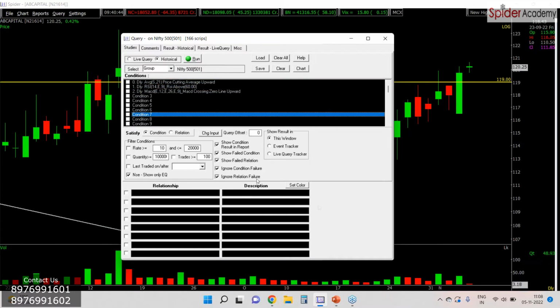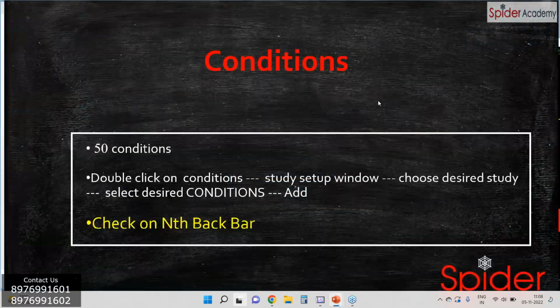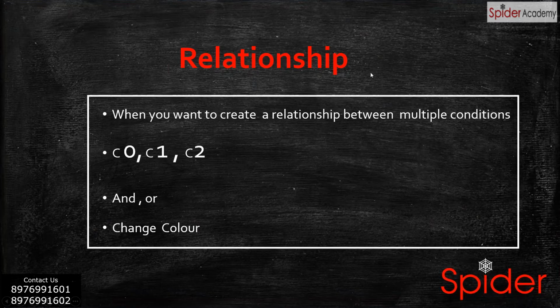Just a minute, I'll take you to the PPT once again. After conditions, our next topic was relationship. If I want multiple conditions to be added up at the same time, I'll have to create a relationship for that. So let's come to relationship.